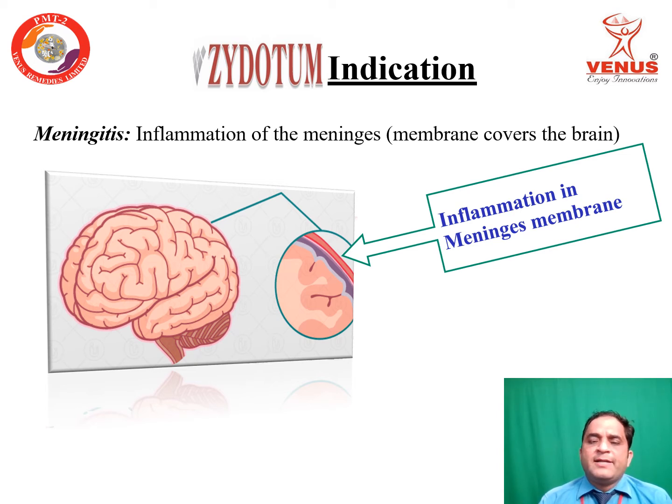Now, meningitis. So dear friend, it is very important to understand what this meningitis is. In this image, you can see our brain, which is covered by a special membrane that protects the brain. So the inflammation of meninges is what? The membranes which cover the brain and provide protection to the brain. So inflammation in the meninges membrane is called meningitis.